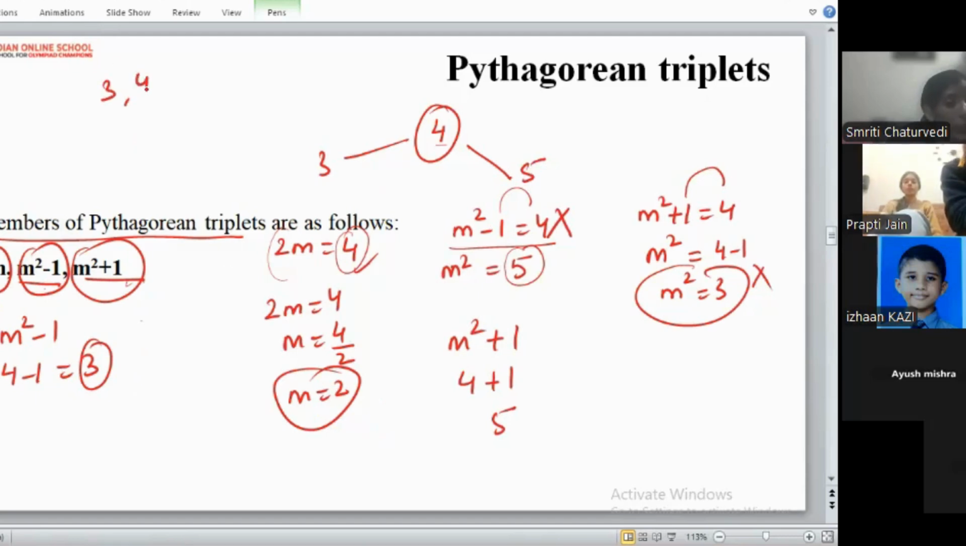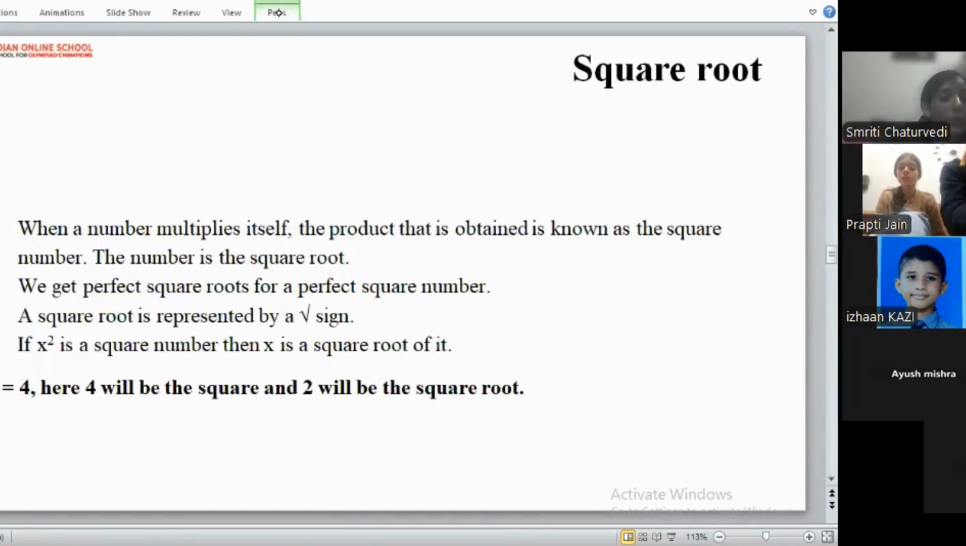So 3, 4, 5 are the Pythagorean triplet. Understood? Got it? Now we are moving towards the square root.